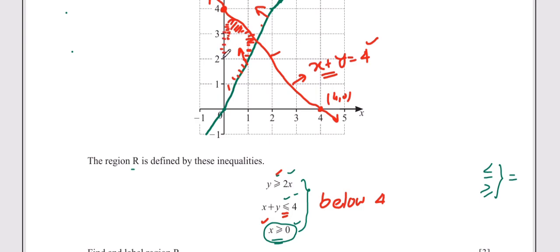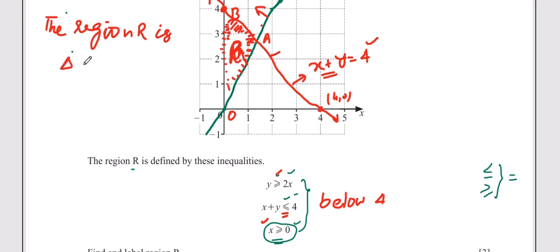So this is a triangle. This is my region R. For the safe side, you can label this region. This is O, A, B. So at the end, you can write that region R is triangle OAB, and it completes our question.